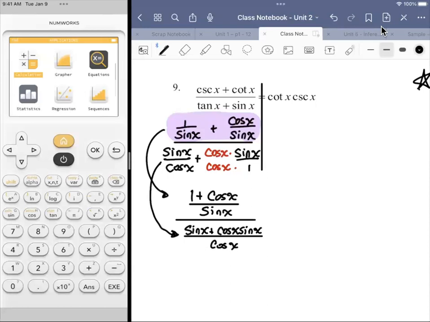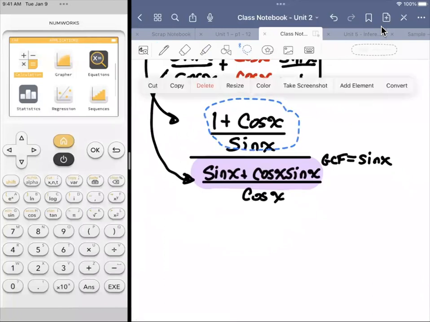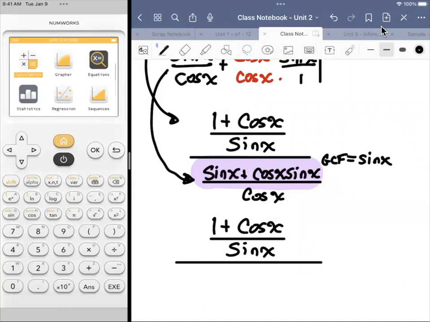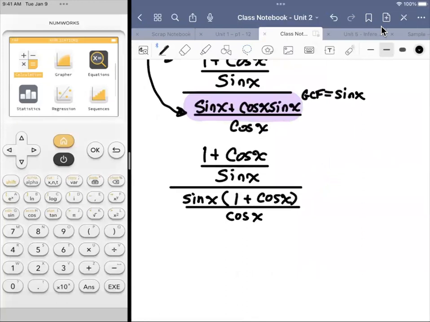Now, our goal here is to simplify as much as we can. At first glance, you might look at this and say, I don't think I can do anything. But there is, in this expression now, a common factor, a GCF. The GCF would be sine of x. So I'm going to leave the top the way it is for now. The bottom, I'm going to factor out a sine of x. In doing so, if I divide each of these terms by sine of x, I'm going to get 1 plus cosine of x, and on the bottom, just cosine x. Now, if you're comfortable with complex fractions, you might know precisely what to do here, but I'm going to assume that maybe you don't want to do it that way.